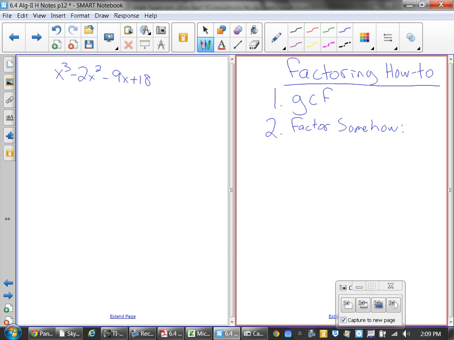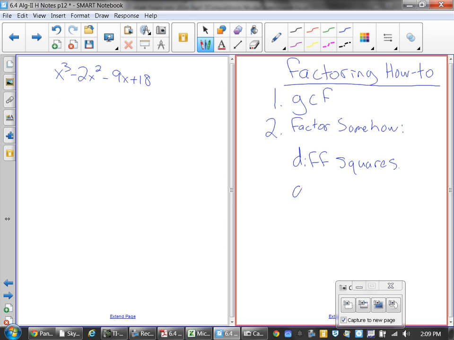What I'm saying about factoring somehow is that you guys know a bunch of little ways and little tricks. For example, you know a difference of squares. What's the rule for difference of squares? How many terms do you have if you have a difference of squares? You only have 2 terms. Both of them are perfect squares, and what's between them? Subtraction.